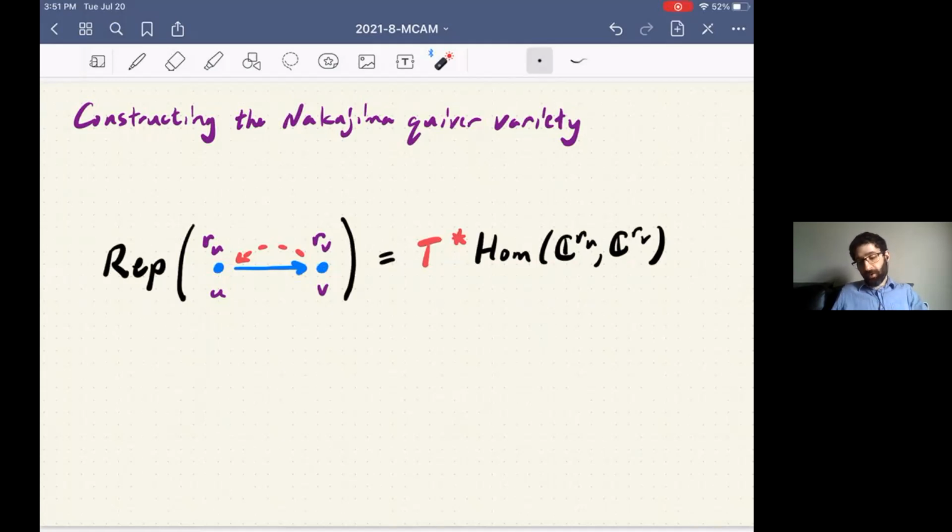And so, if this were just an ordinary quiver, we would just be saying that rep of this piece of the quiver is exactly this Hom space. But in the Nakajima picture, you also have this backwards arrow. And this backwards arrow, you could say, well, that should be a map from C^rV to C^rU, and it is. But we don't want this backwards map to be independent of the representation you chose in the blue direction. We want this to depend on the choice that you made. So actually, this arrow lives in the cotangent space to Hom(C^rU, C^rV) at the blue map that you chose.